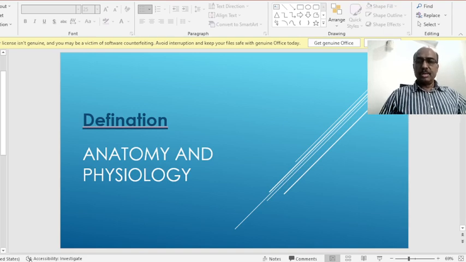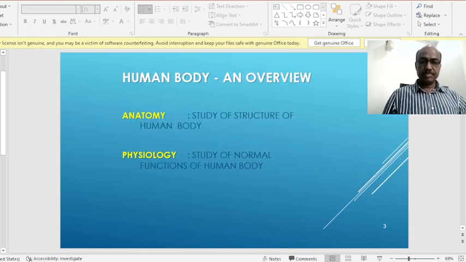Friends, let us understand today anatomy and physiology. So, what is the definition of anatomy and physiology? Friends, anatomy means study of structure of human body, and physiology means study of normal function of human body. So, anatomy relates to structure and physiology relates to functions of human body.